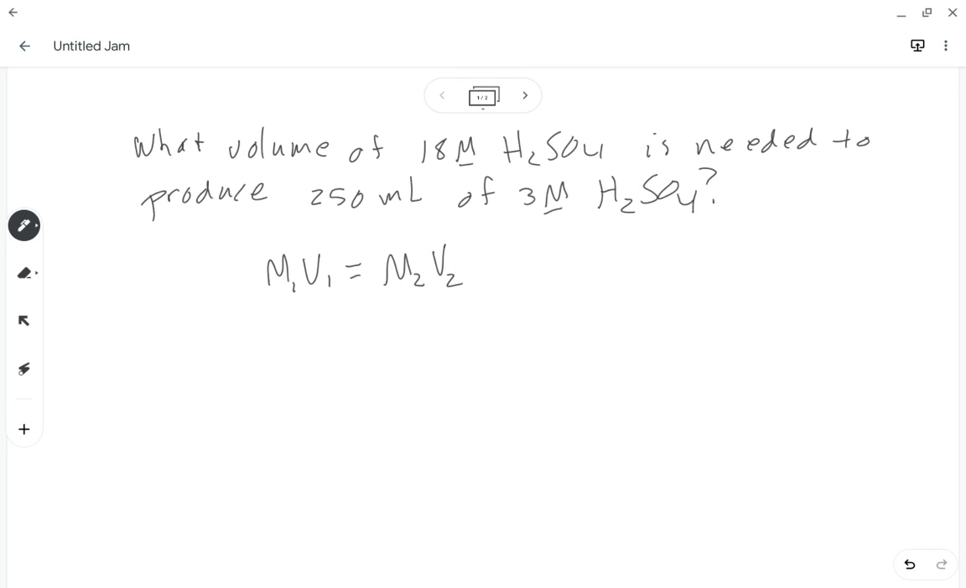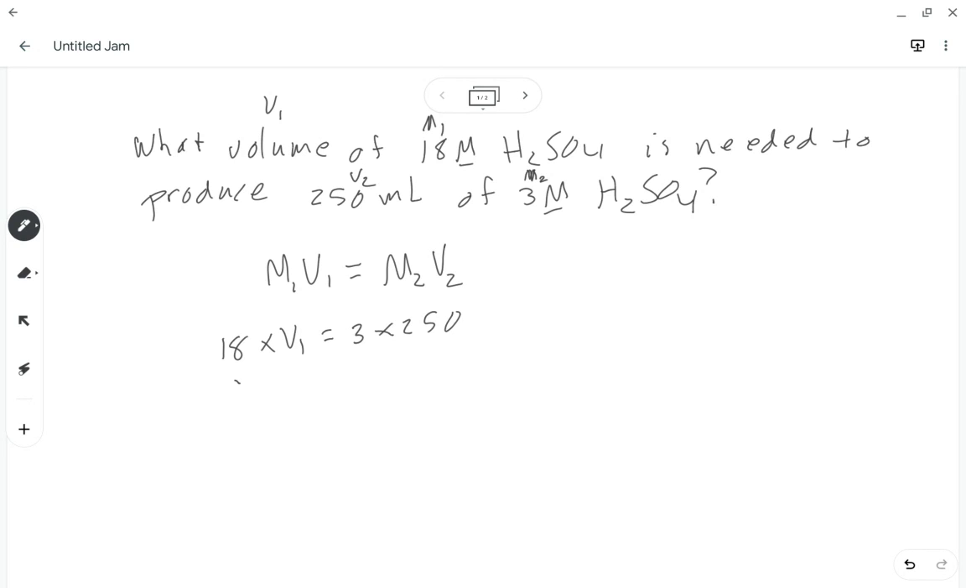So we're wanting to know what volume, we'll call that V1, of 18 molar, we'll call that M1, sulfuric acid is needed to produce 250 milliliters, we'll call that V2, of 3 molar, we'll call that M2, sulfuric acid. So we can start with 18 molar, add water, and reduce the concentration or molarity down to 3. So we're going to have 18 times V1 equals 3 times 250.